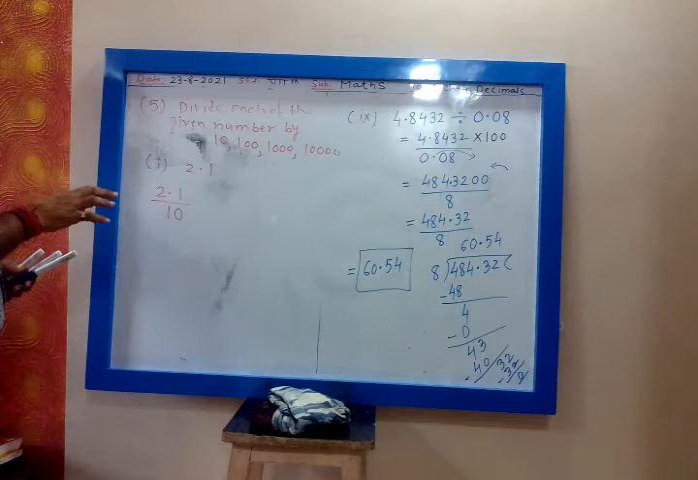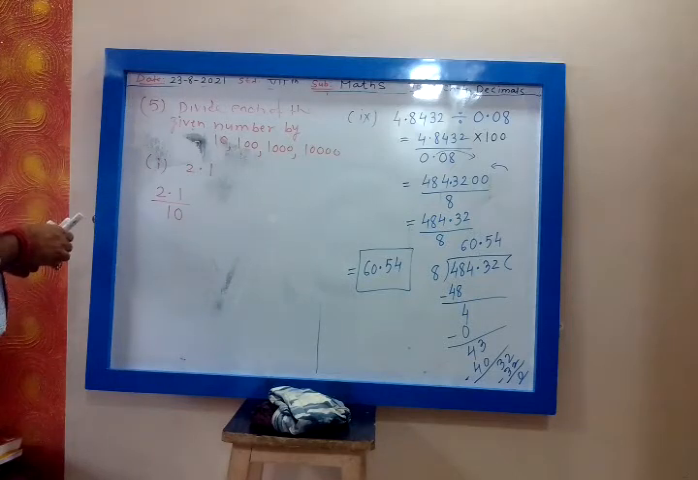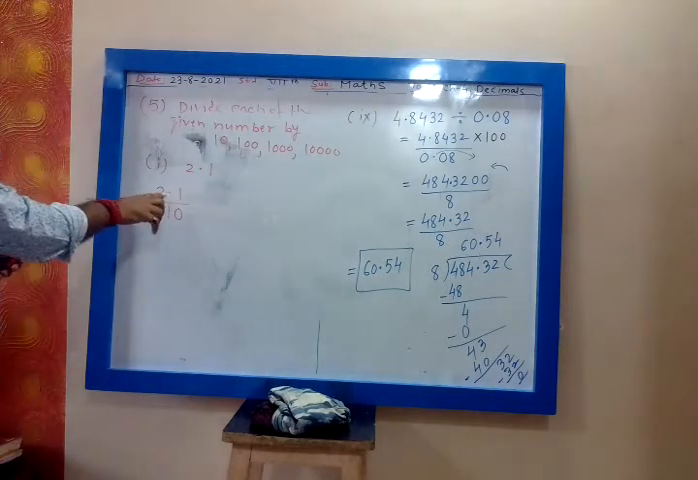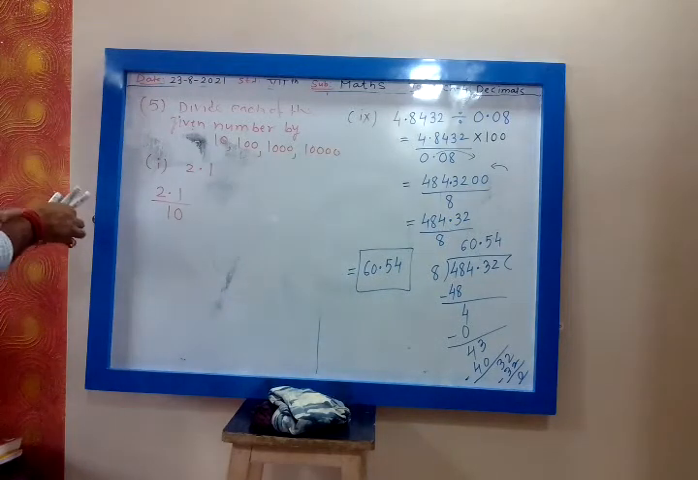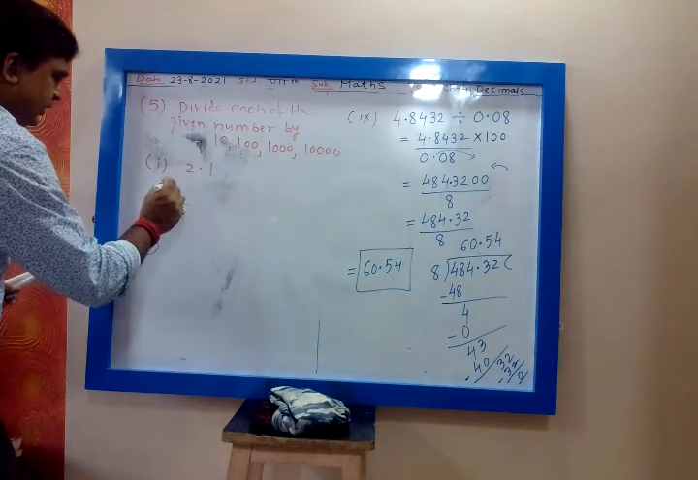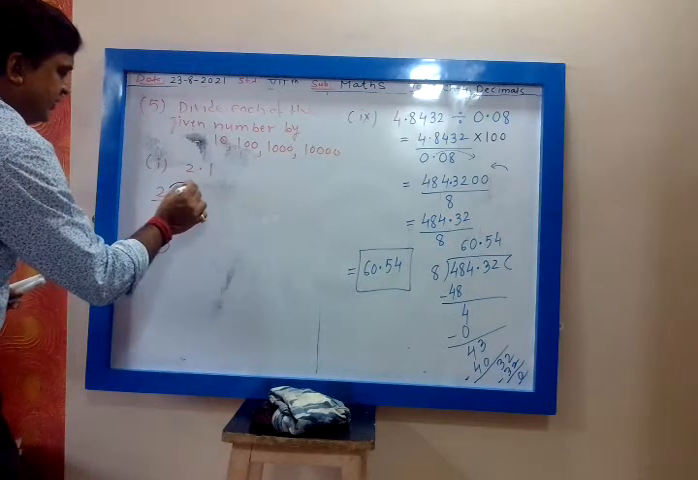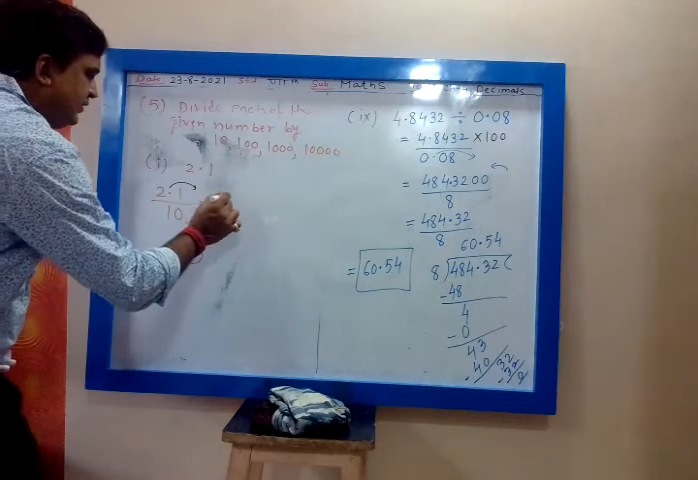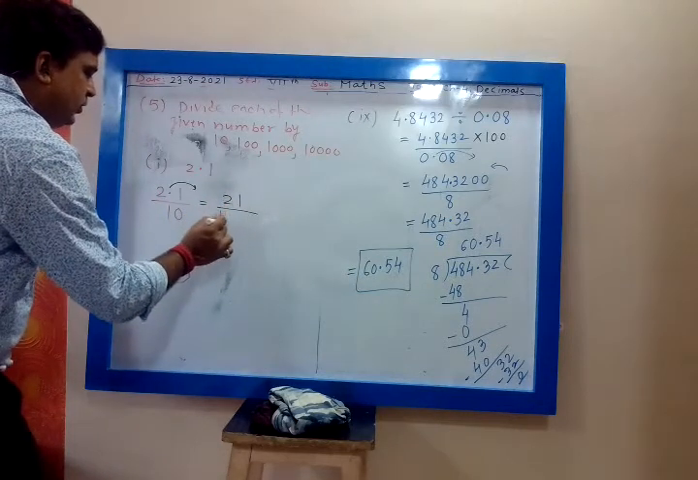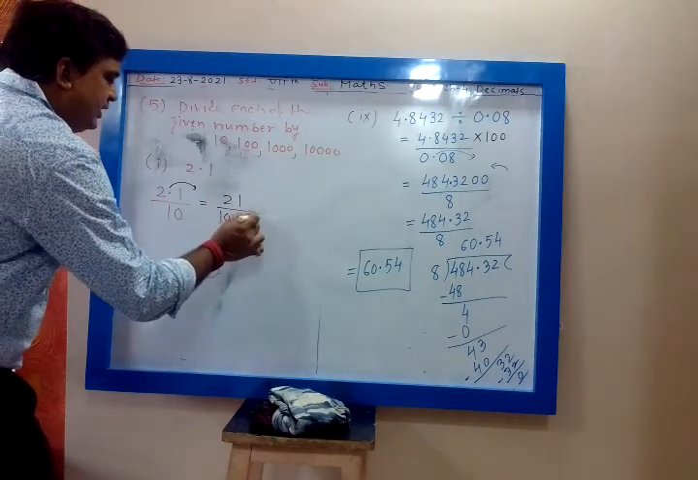Now decimal is there where? Decimal is there in the numerator. So when you will remove the decimal of the numerator, you have to multiply by 10 in the denominator. So this becomes 21 upon 10 into 10. That is 21 upon 100.